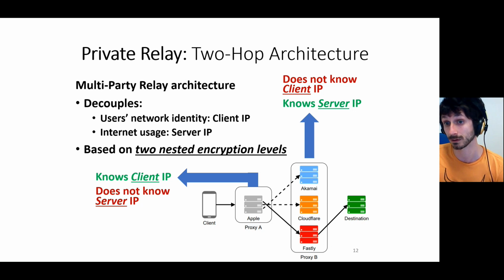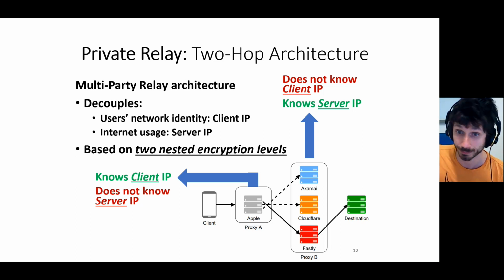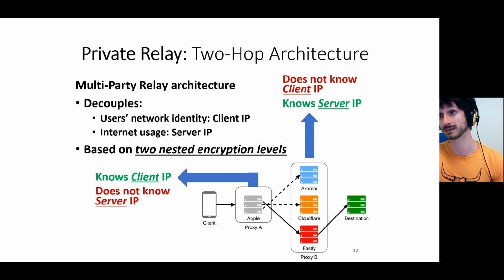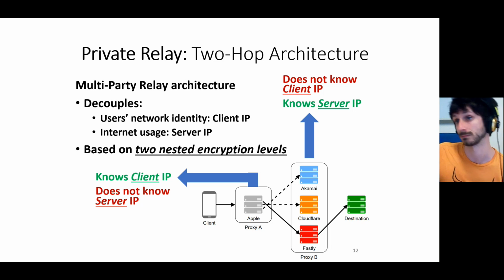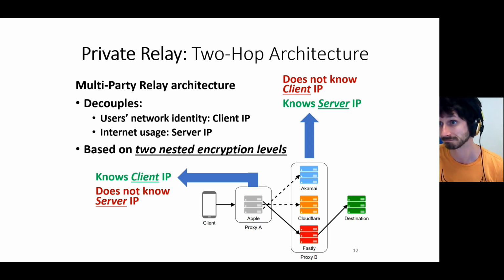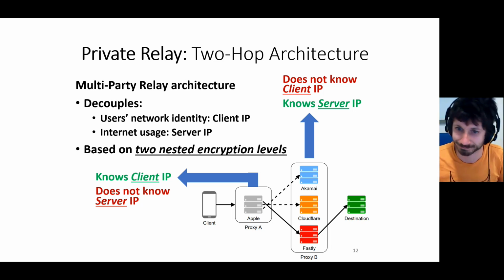So the first proxy, which is managed by Apple, knows which is the client IP address, but doesn't know which is the server IP address. The second proxy knows clearly which is the server IP address because it must forward the traffic to it, but doesn't know the client IP address. So privacy is enhanced because there is no proxy that at the same time knows both client and server IP.